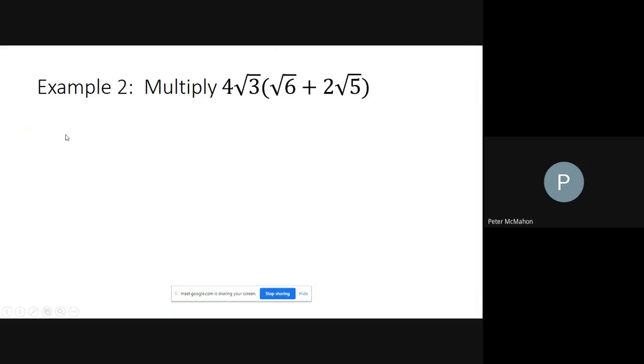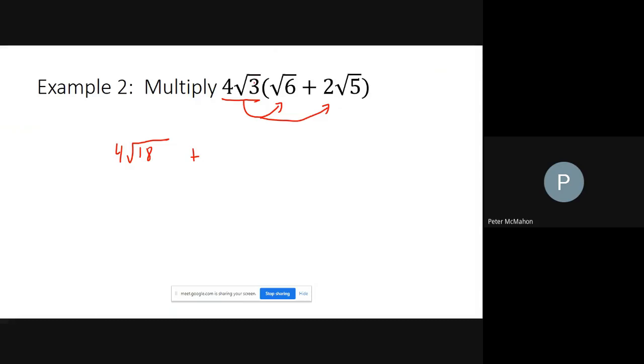So here's the kind of question you're going to see in this section. You have a multiplication statement: 4 root 3 times the quantity root 6 plus 2 root 5. We use our distributive property to multiply this. I can multiply 4 root 3 to this term and to this term. 4 root 3 times root 6 is 4 root 18.